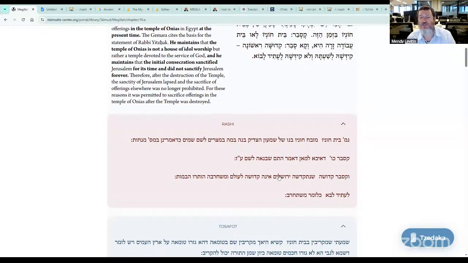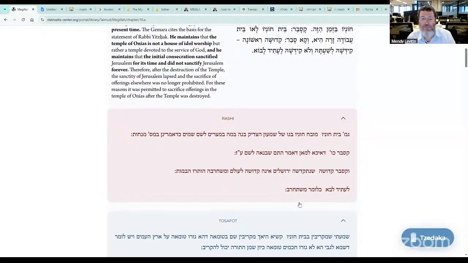Therefore, he holds that once Jerusalem was destroyed and the temple was destroyed, it doesn't make Jerusalem exclusive for sacrifices, and therefore, if a person is in Egypt, you could sacrifice in the house of Chonyo. So says the opinion of Rabbi Yitzchak. Once the house is destroyed, you could build it.